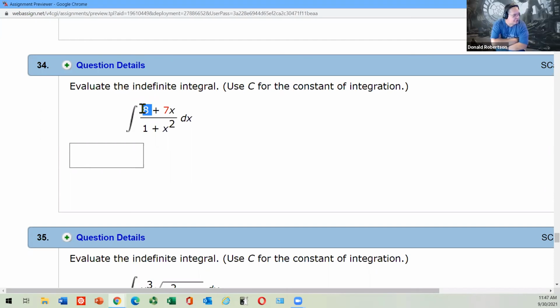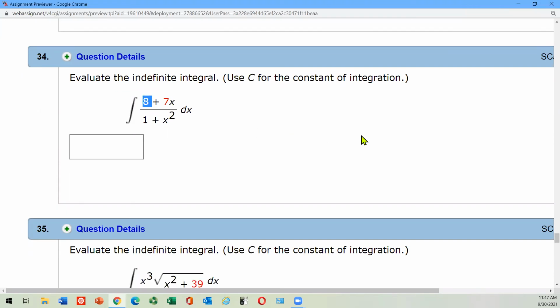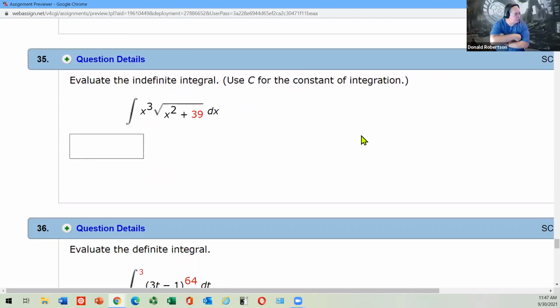So let's focus on the 7x over 1 plus x squared now. What's the u sub that you would use to make that work? 7x on the top, 1 plus x squared on the bottom. Who's the u sub? The 1 plus x squared. Okay, back to normal questions now.